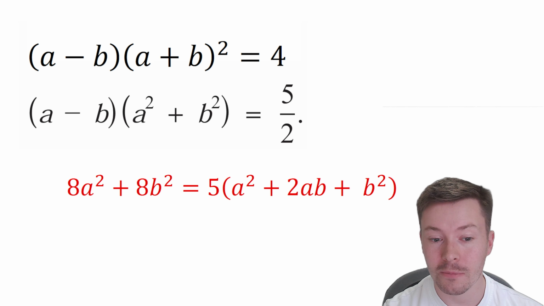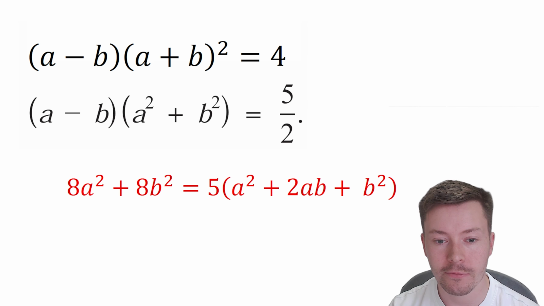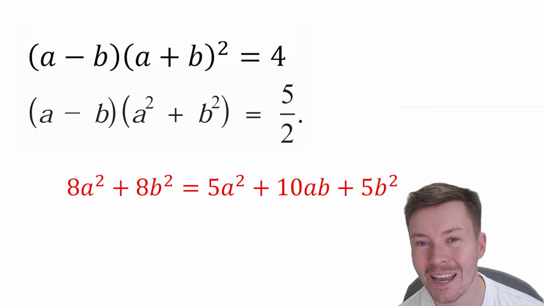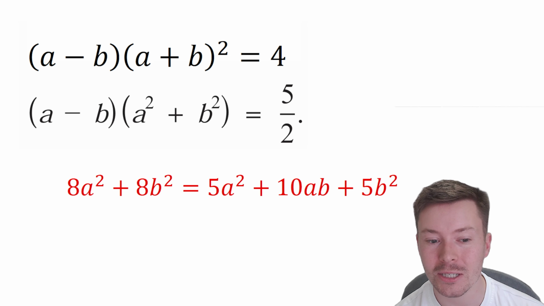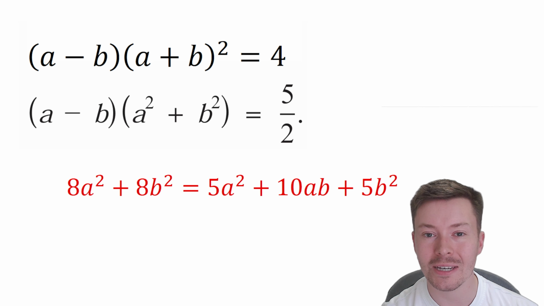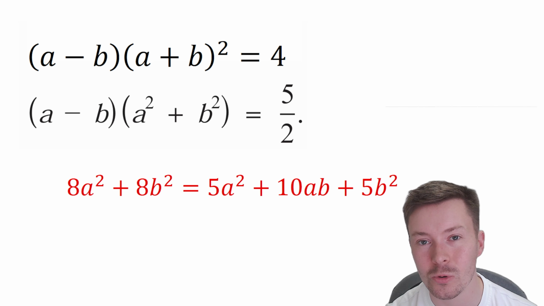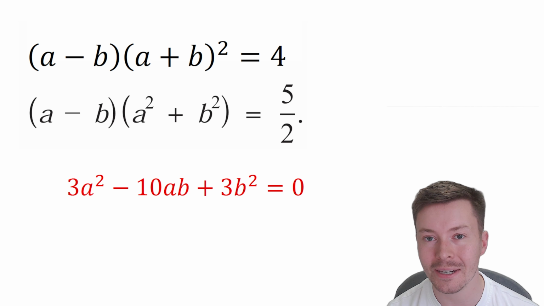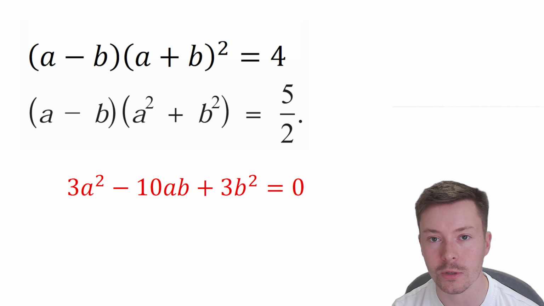Quite straightforwardly, I'm just going to multiply 5 by everything. I'm going to expand the bracket next. So multiply out that bracket: 5a squared plus 10ab plus 5b squared is equal to 8a squared plus 8b squared. Okay, next step, obviously get everything onto one side, set it equal to 0. Now I've got this: 3a squared minus 10ab plus 3b squared is equal to 0.